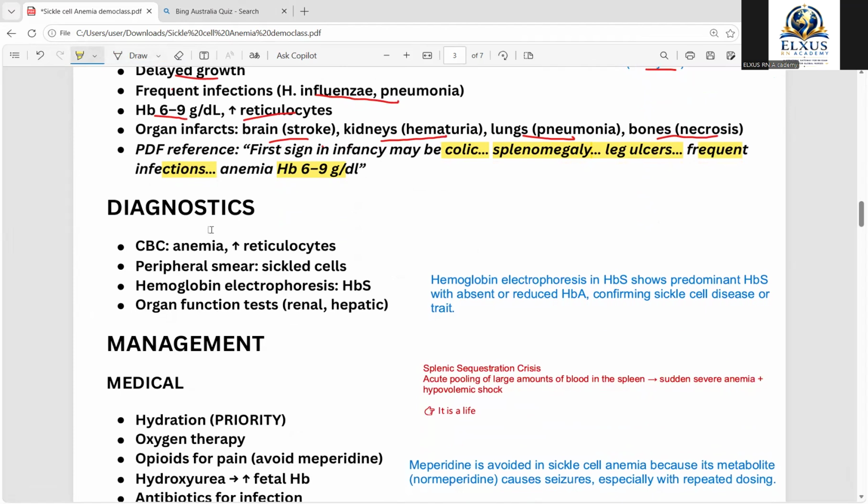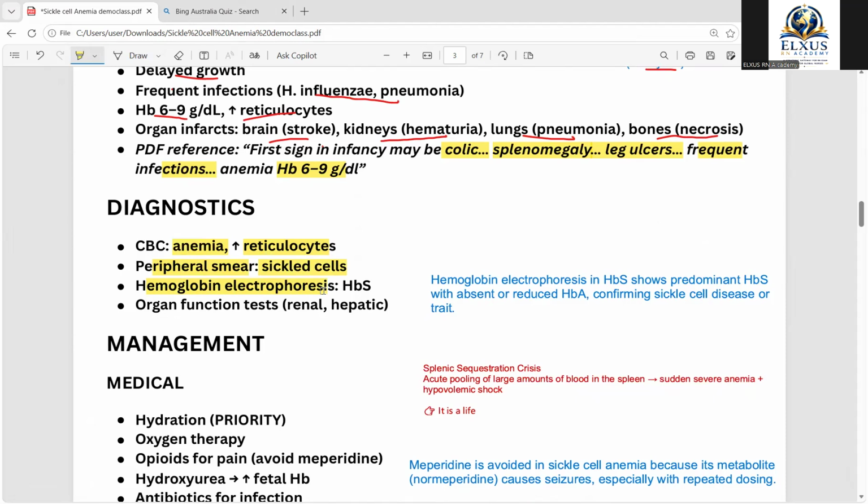So the main diagnostic evaluations are the complete blood count. While checking the blood count, we can check the hemoglobin level to rule out anemia, and also we can notice the increased reticulocytes. While doing the peripheral smear, we can see the sickled shape of the RBC. And hemoglobin electrophoresis can be done.